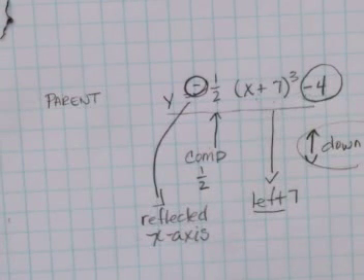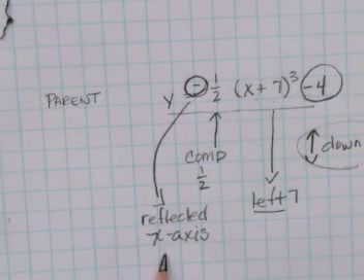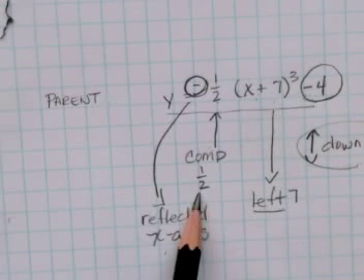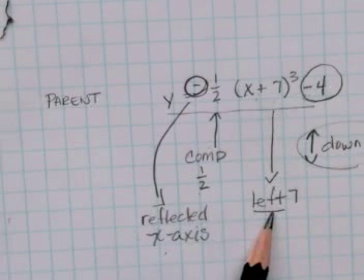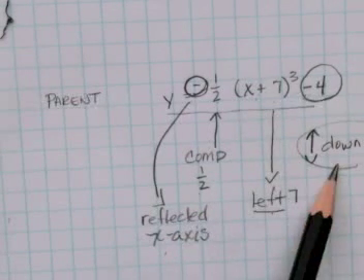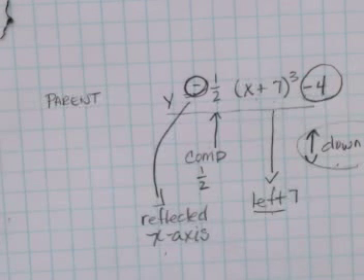So on a test, if you were given this equation and you were asked to describe how it had changed from its parent cubic function, you would say it had been reflected across the x-axis, it had been compressed by a factor of 1/2, it shifted left by 7 units, and down by 4 units. And that would give you a hint about how to graph it if you're asked to.